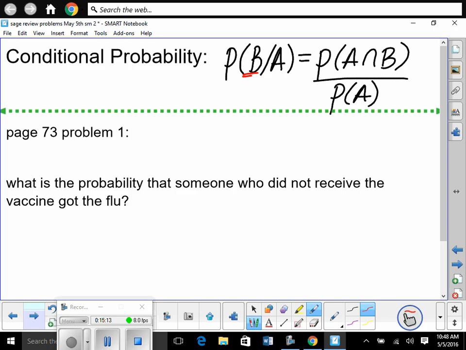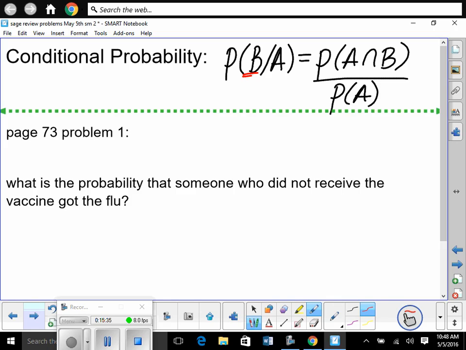I'm going to read it. Here we go. A physician determines that on average 40% of his patients get the flu each year. Of this group, 10% receive the flu vaccine. Of patients who did not get the flu, 20% receive the flu vaccine. Use the information to answer 1 and 2.